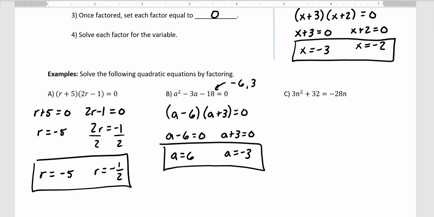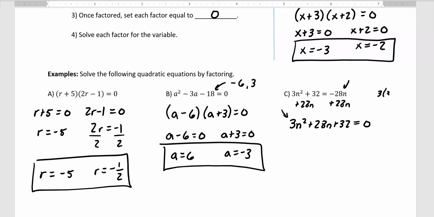Fantastic. Looking at letter C, our last one here: 3n squared plus 32 equals negative 28n. Starting this, I see we're not set equal to 0. So first thing I need to do is add 28n to both sides. I get 3n squared plus 28n plus 32 equals 0. Now that I have it set equal to 0, I need to factor. Notice I have a leading coefficient that is not 1. It's 3. So this is when I'd use my AC method.